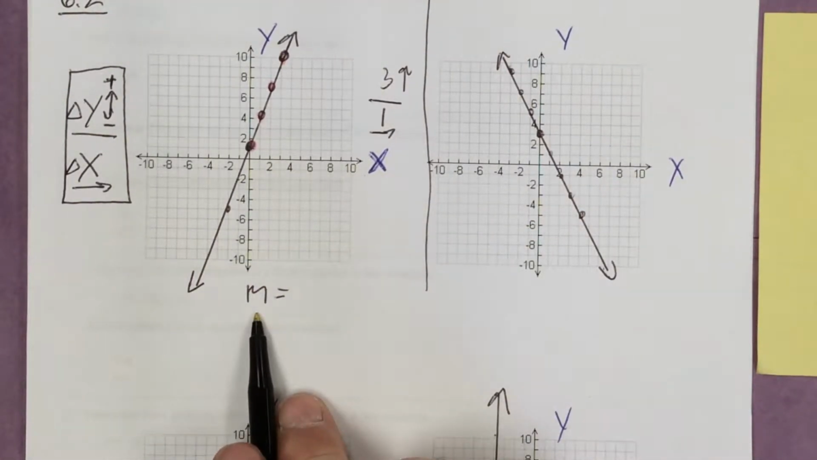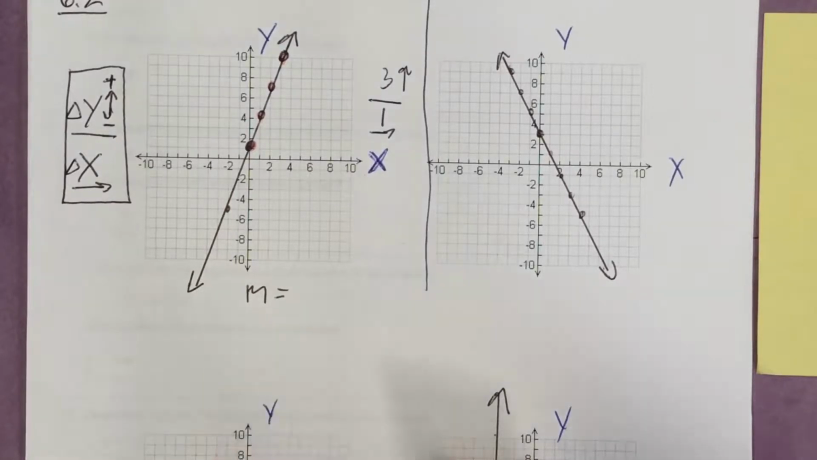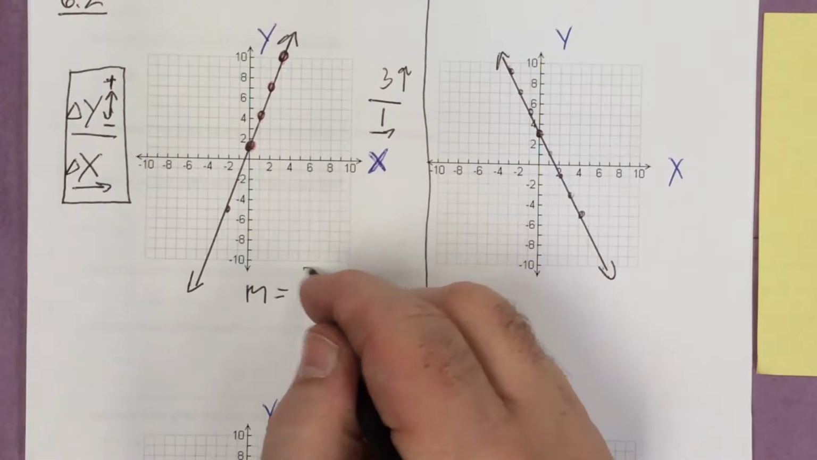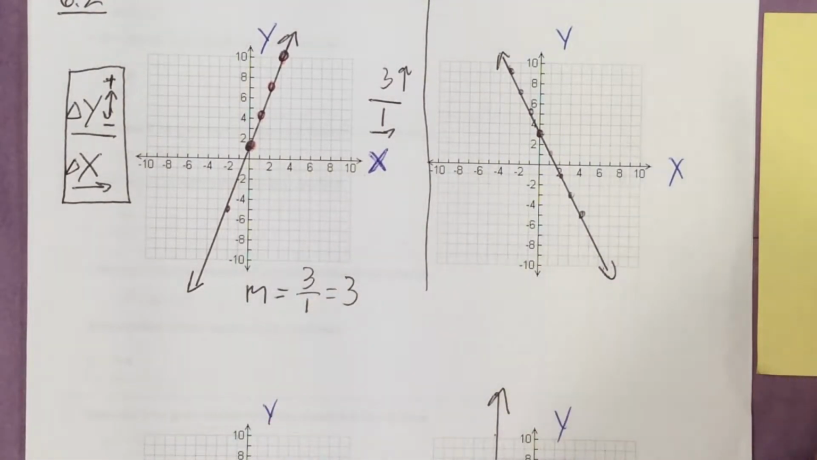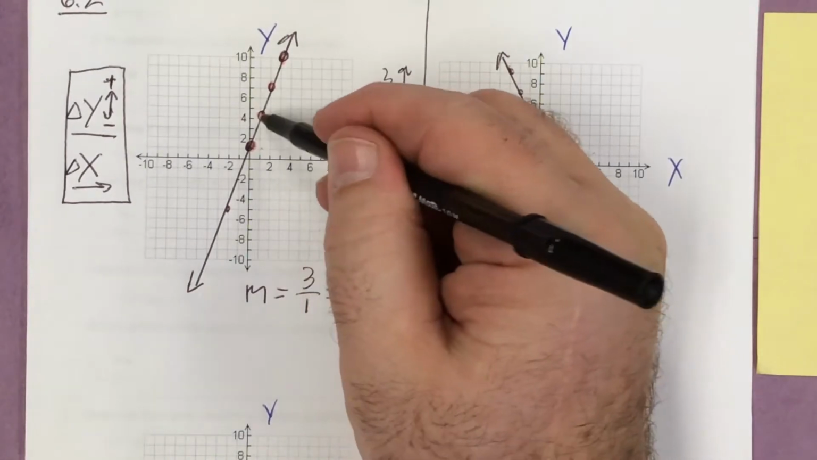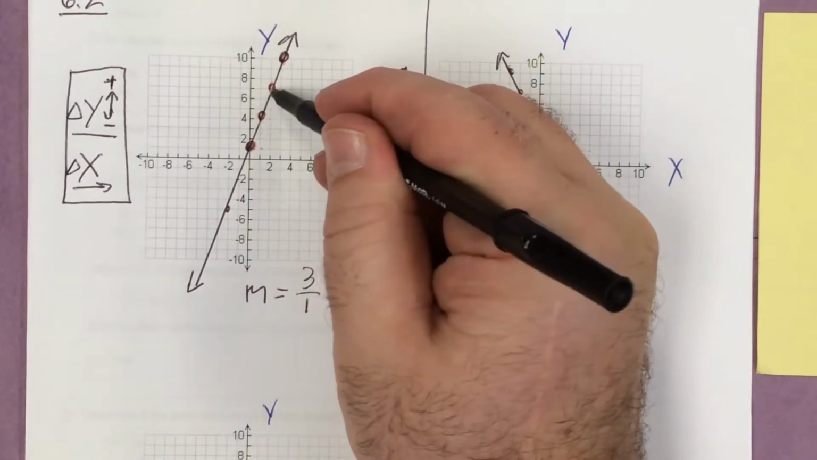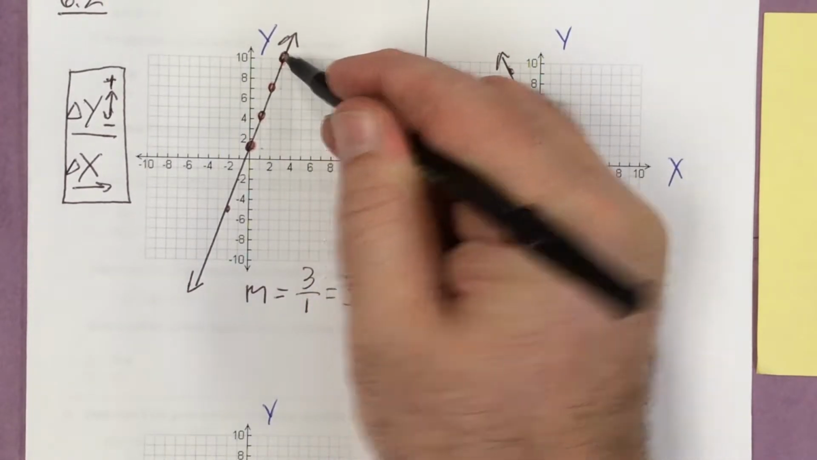So when you're looking at the slope of a line, we're going to use m to characterize the slope. We're going to say that the slope is equal to 3 over 1, or just 3. What you notice here is that every time I go to the right one, I go up 3. Go to the right one, go up 3. Go to the right one, go up 3.